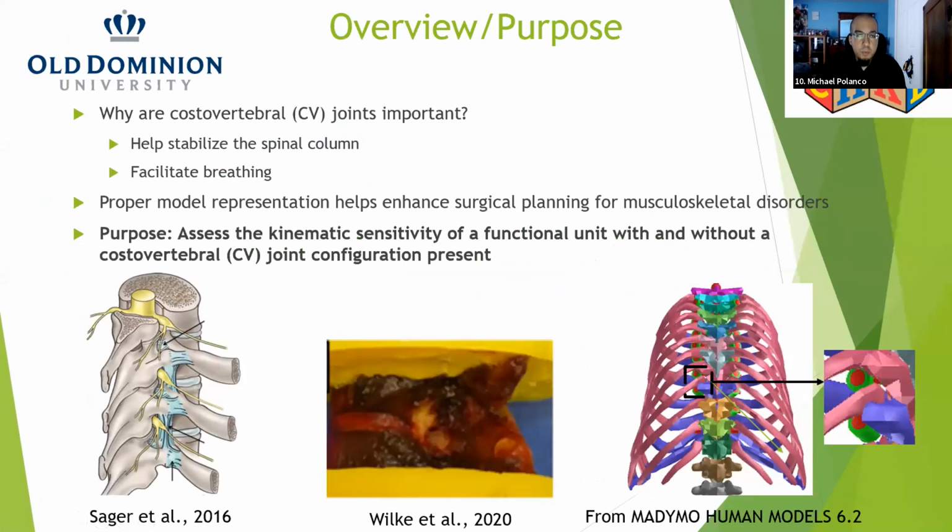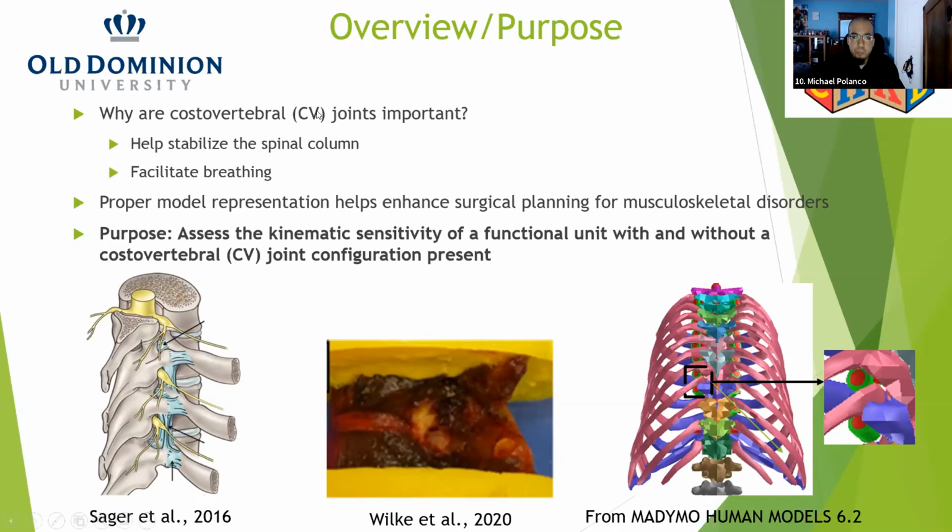Costovertebral joints serve as the primary connection between the rib cage and the thoracic spinal column. They are integral in helping humans perform everyday activities such as breathing facilitation, and they also help to stabilize the spinal column. Their proper representation in a computer model can help enhance surgical planning for treatment of musculoskeletal disorders. However, the level of representation of the costovertebral joint has varied in previously conducted studies.